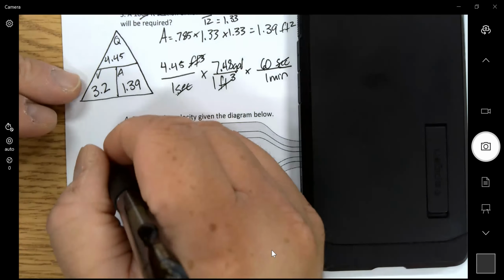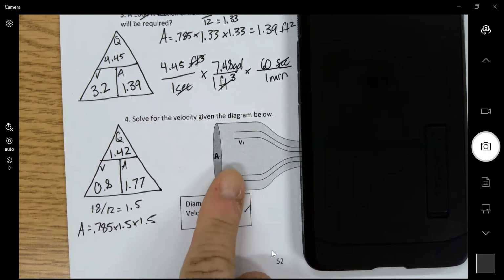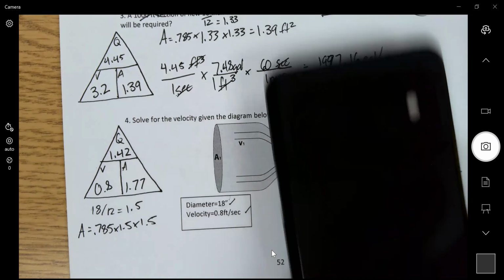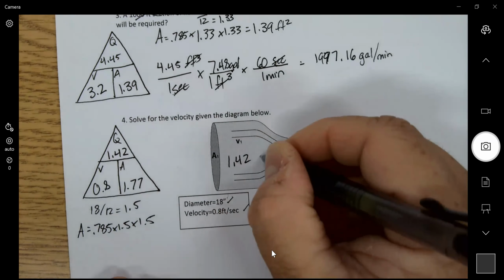I get a flow rate of 1.42. Okay, so over here on this side of the pipe, we have a flow rate of 1.42 cubic feet per minute, or cubic feet per second, not minute. 1.42 cubic feet per second. Okay, so this water, the 1.42 on this side, is all going in here.